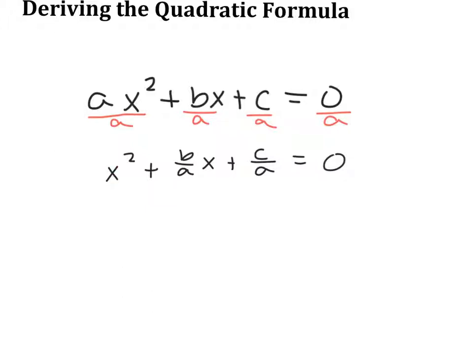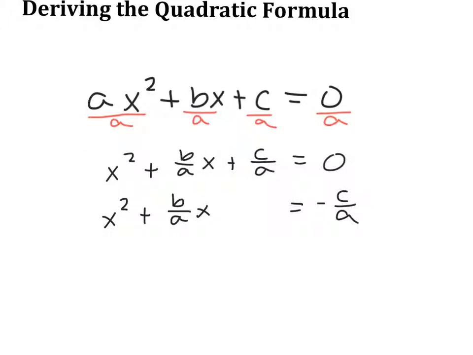It's true we have lots of letters here, but only the x is the variable. The b and a are actual numbers. We just don't know what they are. C and a are actual numbers. So, to isolate the constant, I have to subtract c over a from both sides.